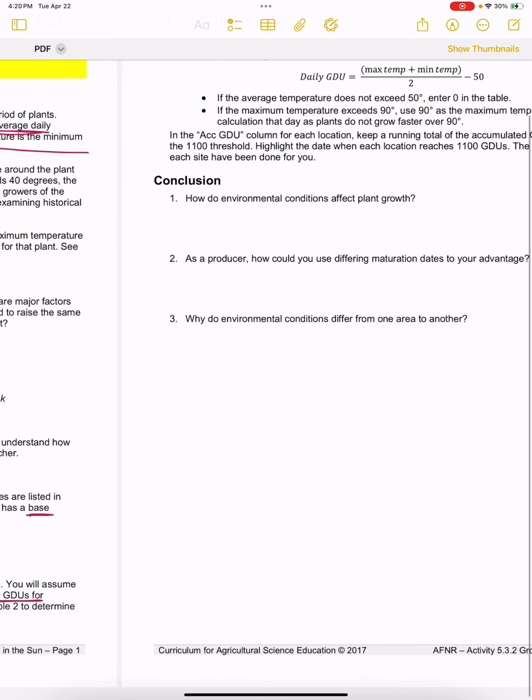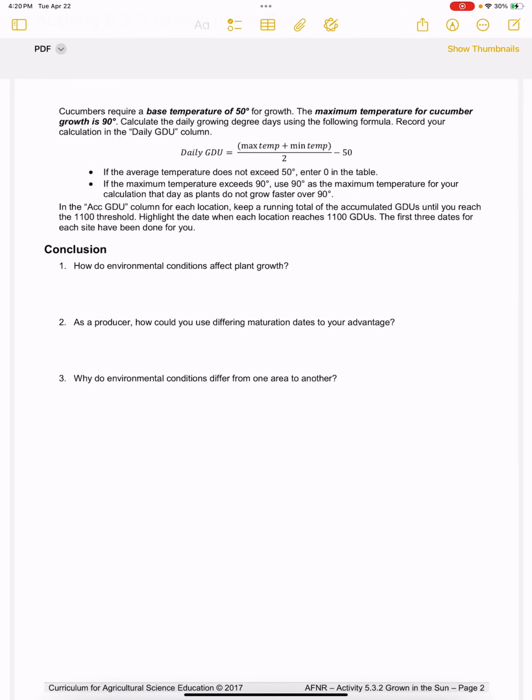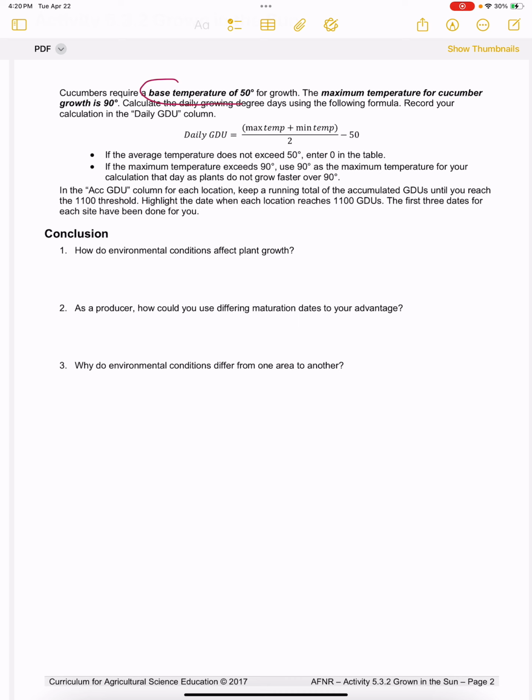It also tells us that the base temperature is 50 degrees. So instead of subtracting 40 like we did with our 10-day example, we're subtracting 50. This also tells us that the maximum temperature for cucumber growth is 90 degrees.